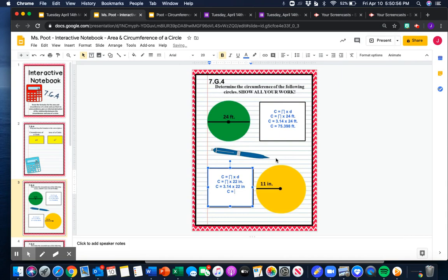C equals 69.08 inches. All right, we just solved for circumference of this yellow circle.